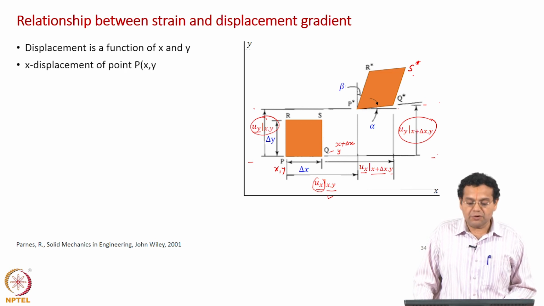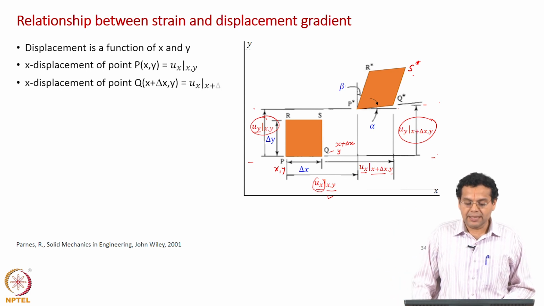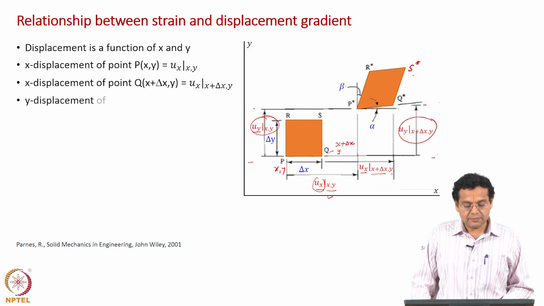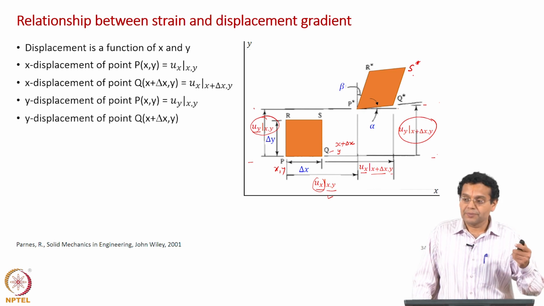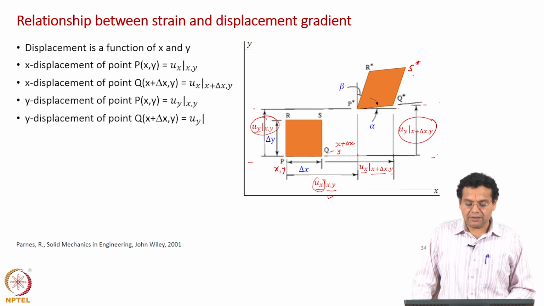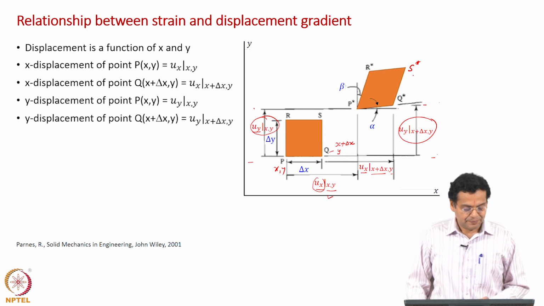X displacement of point P at x, y is equal to u x evaluated at x comma y. X displacement of point Q, which is at x plus delta x comma y, is u x evaluated at x plus delta x comma y. Now, y displacement of point P is u y evaluated at x comma y. Y displacement of point Q, which is a little away along the x axis, is u y evaluated at x plus delta x comma y.